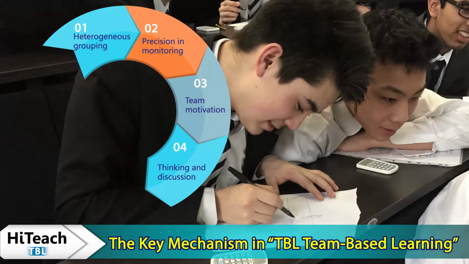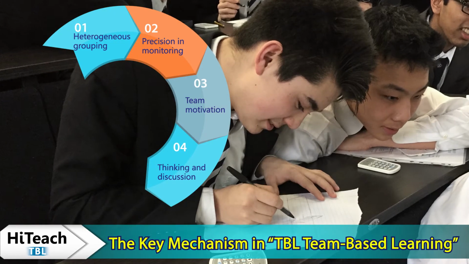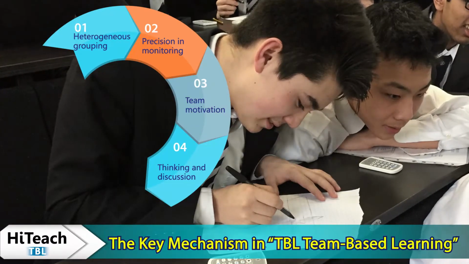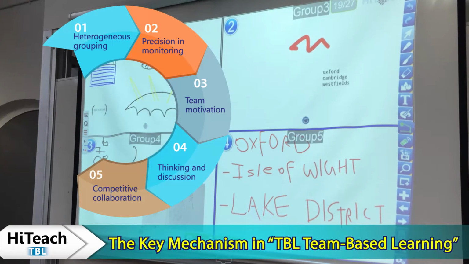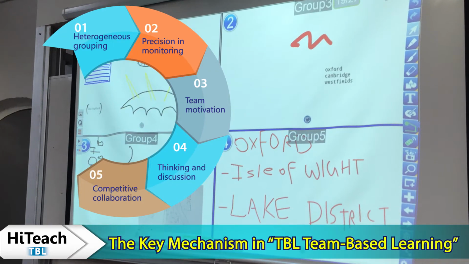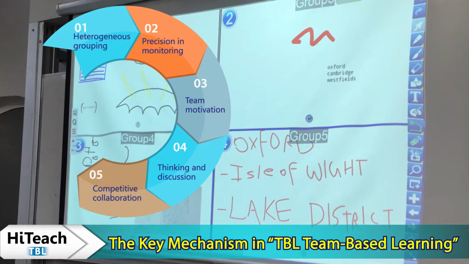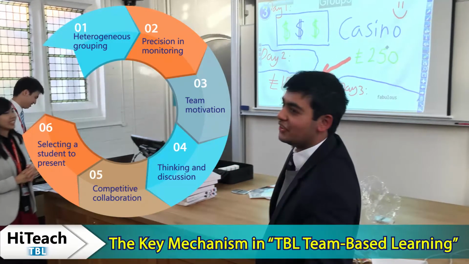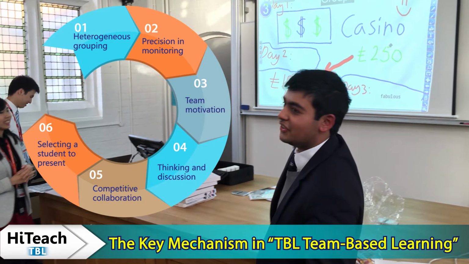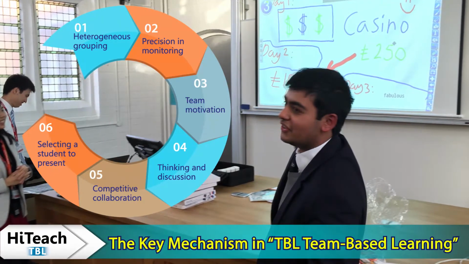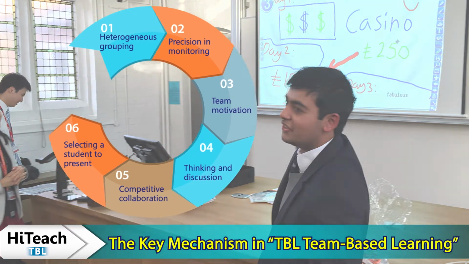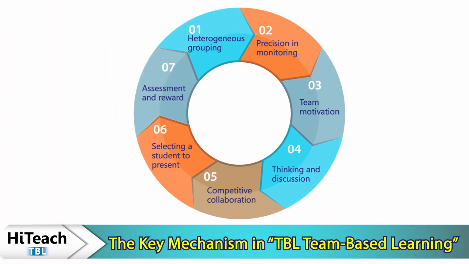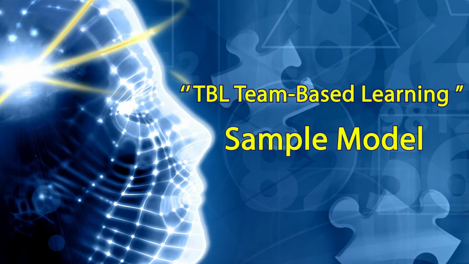Number 4. Thinking and discussion. First personal reflection and then group discussions. Number 5. Competitive collaboration. Teams compare their works to encourage competitions and cooperation. Number 6. Selecting a student to present. Randomly pick one of the students to represent the team and to inspire mutual learning. Number 7. Assessment and reward. Assessment among student peers and the teacher evaluations to encourage participation.